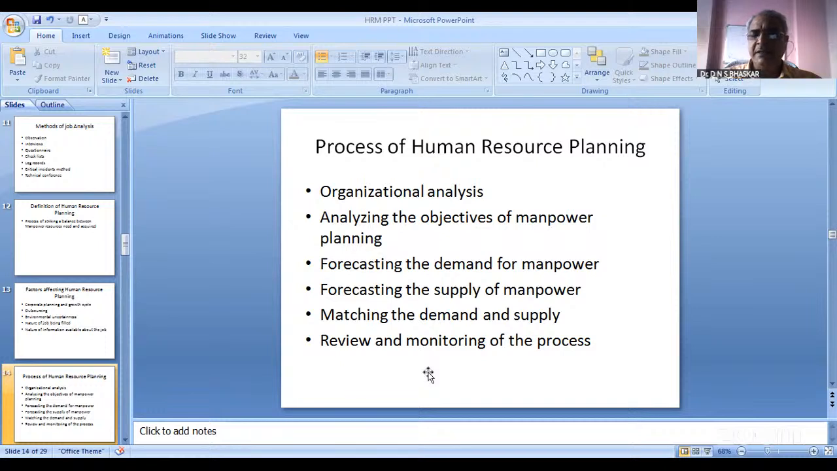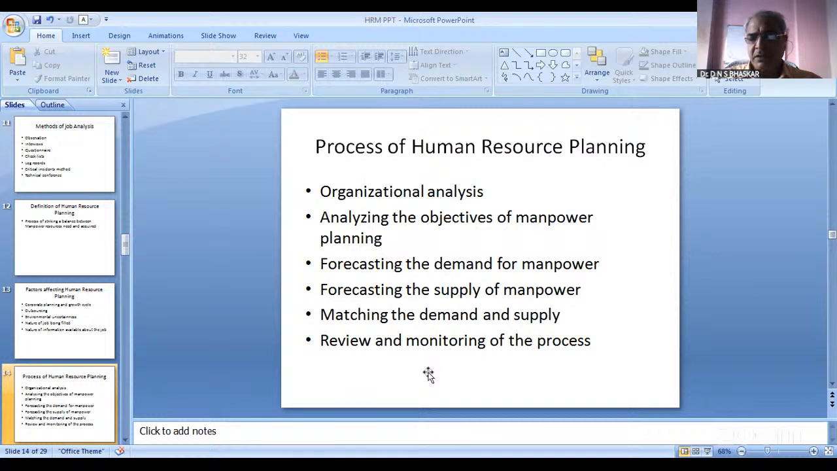Normally, forecasting the demand for the manpower is an important area. That is, what may be the requirement of human manpower in the future, in the short term. That is also important. Then, what may be the number of manpower resources that is to be filled up in the organization. Next, forecasting the supply of manpower is another important area.